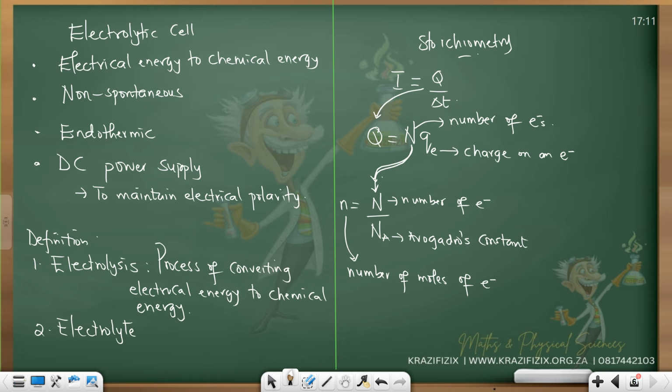Then you remember your 3 steps of stoichiometry. They will not give you what you are looking for. Step 1, step 2, step 3. All right. When we look at questions, we will be able to answer.